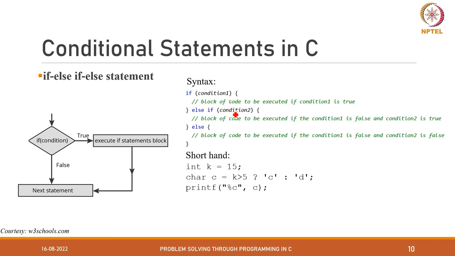If the second condition is true, this block of code will be evaluated. If it is false, if condition 2 is also false, then it will come to the else block. Now if both condition 1 and 2 are false, only then the else block will be evaluated.